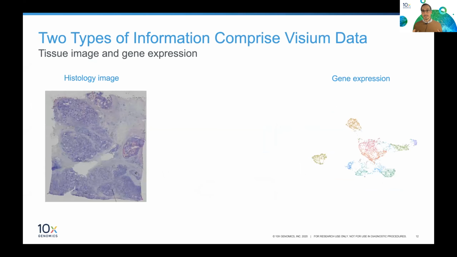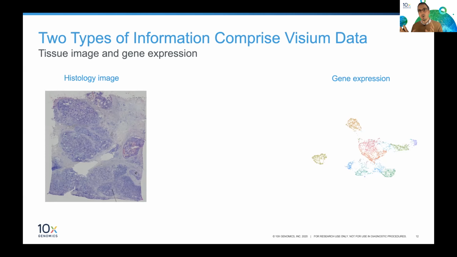So what does this data type look like? The potential of this solution comes from combining 2 data types. So you have the histology image on the one side, and then to the right, you can see the gene expression. And the gene expression, just quickly to explain, this is a clustering representation. So you have spots that you had originally on the tissue. You have them in the gene expression space, so to say. And when 2 spots are close to each other, the gene expression is similar.